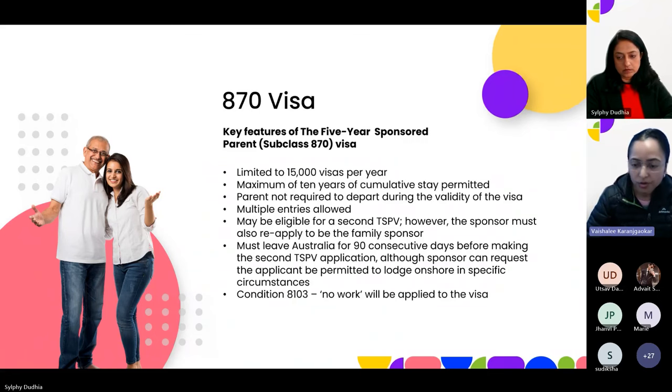There is a provision of asking for requests to lodge these visas onshore. The eligibility criteria is that the parent must be overseas or outside Australia when the sponsor applies for the 870 for the parents. To lodge a visa onshore, the approval may be granted in very special circumstances, if there are any compelling or compassionate reasons that exist for parents to apply from within Australia.